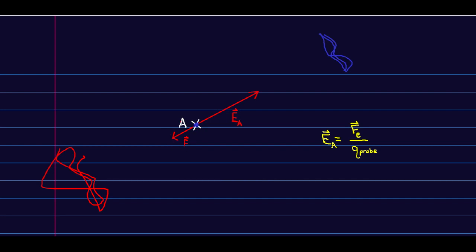You're now taking this force vector, dividing it by a negative Q probe, and so that means that the electric field will point in the opposite direction to the force, back the way we had it before. So the electric field is independent of what probe charge we use to measure it. It's being caused by source charges elsewhere, and if we don't change them, then the field here remains the same.